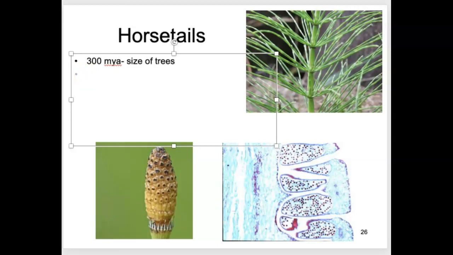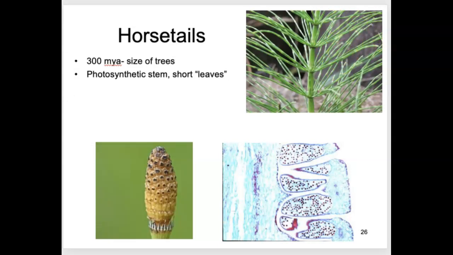When we look at them, they also have a photosynthetic stem. Photosynthetic stem. This spike coming off the side, this little whorl of spikes, those are actually the leaves of the horsetails. So it looks more like a reed. Not a reed though, a different type of plant.